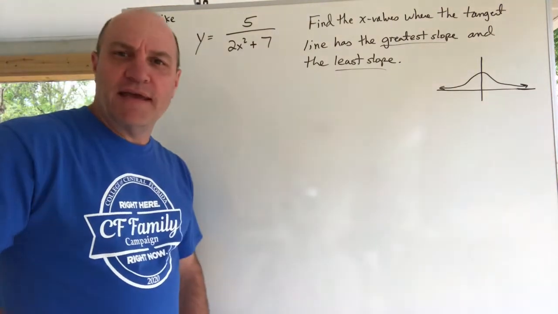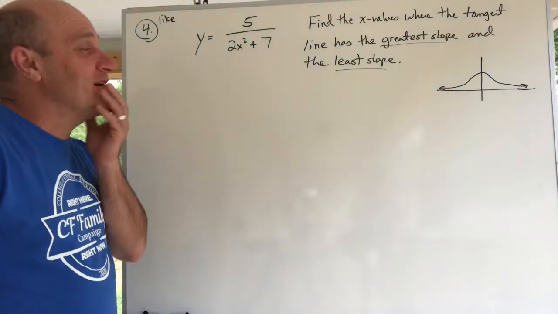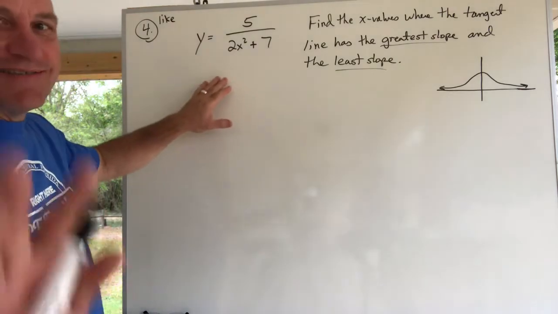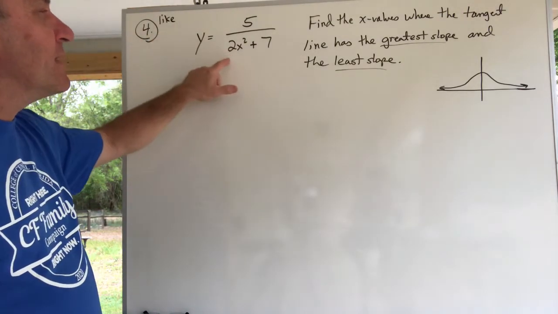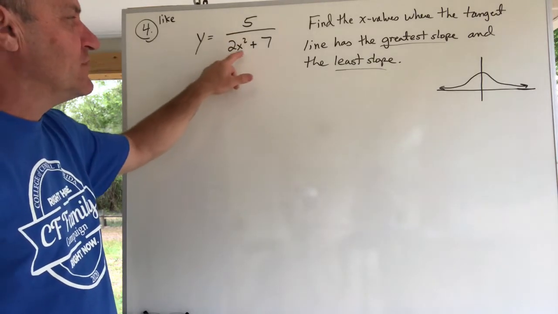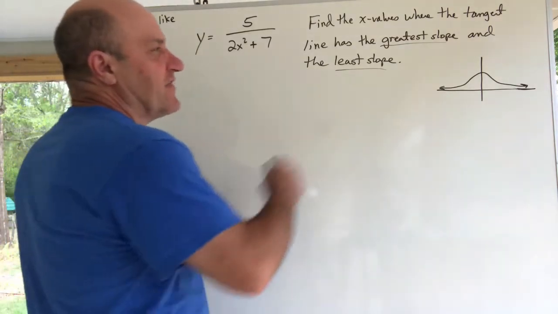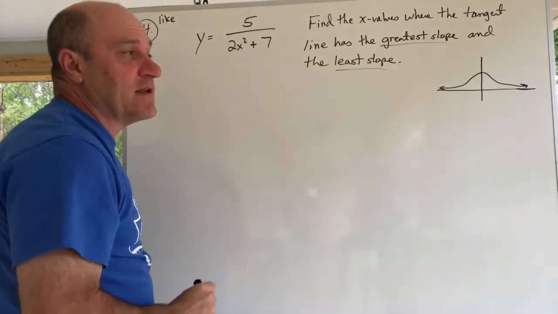All right, hello again. This is another problem on your chapter 4 take-home thing. Well, it's like your problem. I made up a new problem like number 4. So here's a function, y equals 5 over 2x squared plus 7, very similar to your function. And the question is, find the x values where the tangent line has the greatest slope and the least slope.